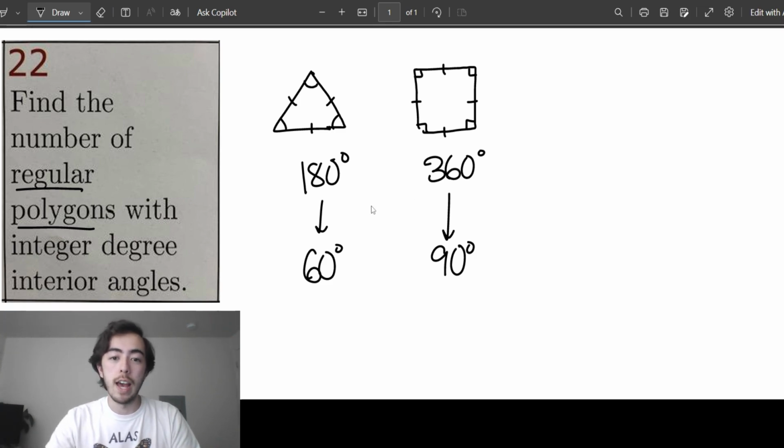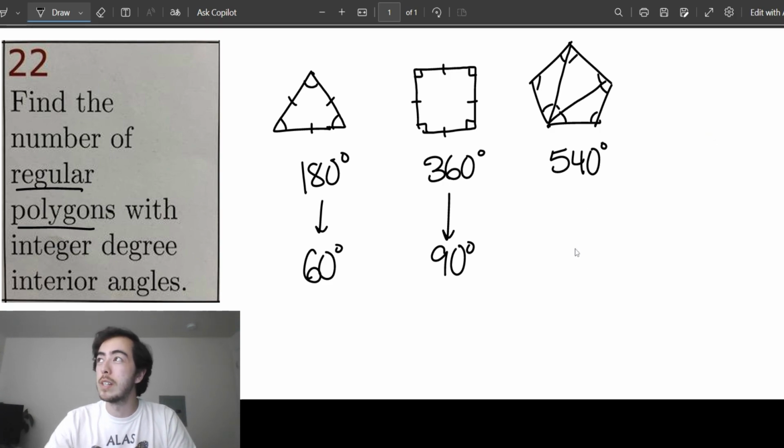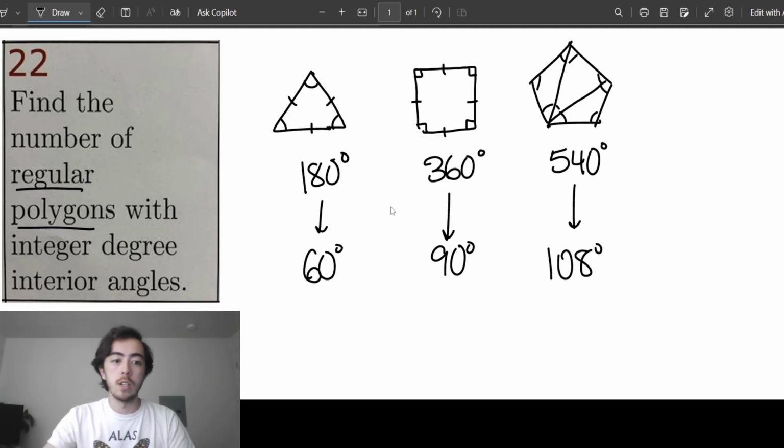So this pattern of adding up a bunch of triangles, though, is going to help us with our pentagon, because here we could draw three triangles like this. Each of these triangles, we're going to add up this, this, this, that, that, and that. It's essentially 3 times 180 for the entire sum of all those angles added up together. That's going to be 540. And then when we divide that by 5, we are going to get 108. And so this is yet another integer degree interior angle.